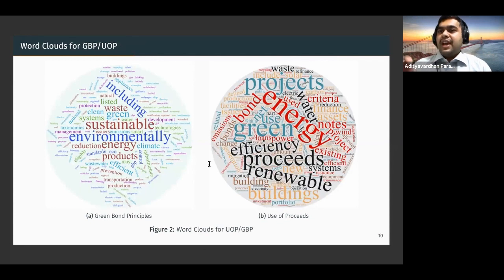We have also developed word clouds for the green bond principles as well as the use of proceeds, which we have generated based on the frequency of every word. As you can see, words like projects, energy, efficiency, and renewable appear in the use of proceeds documents, and are also present in the green bond principles. Next slide, please.